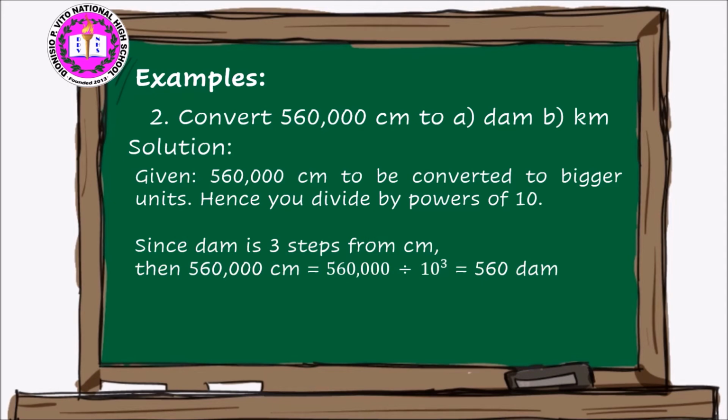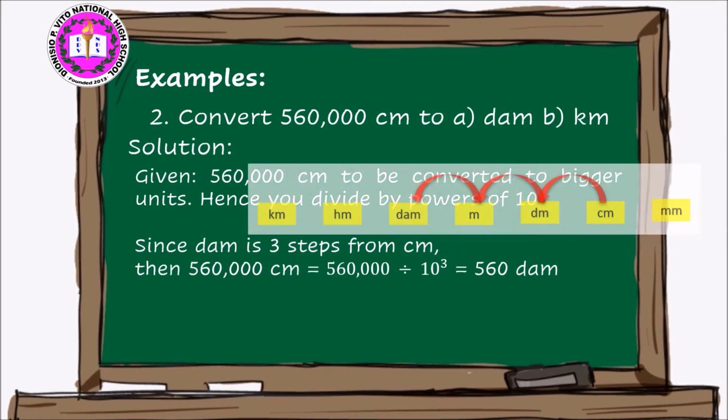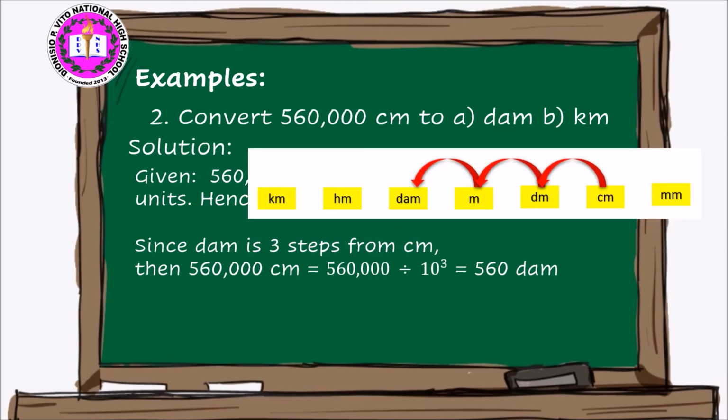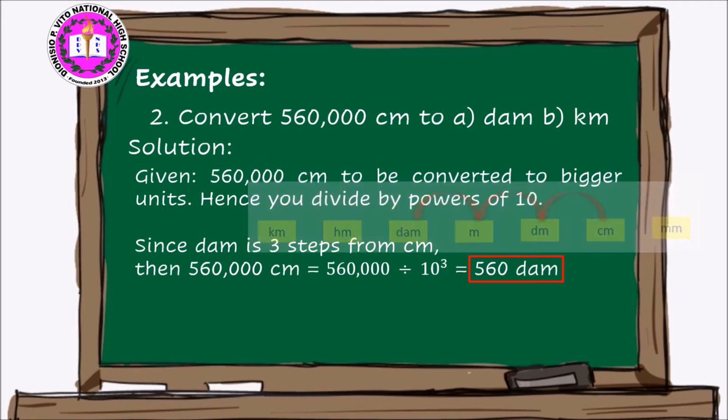Since a decameter is 3 steps from a centimeter, then 560,000 centimeters is equal to 560,000 divided by 10 raised to 3, which is equivalent to 1,000, is equal to 560 decameters. Therefore, 560,000 centimeters is equal to 560 decameters.